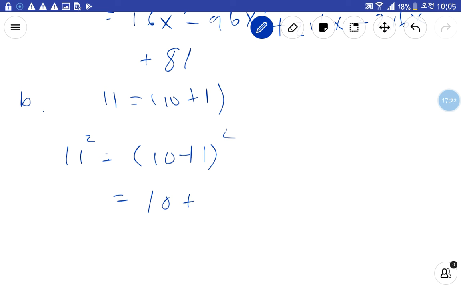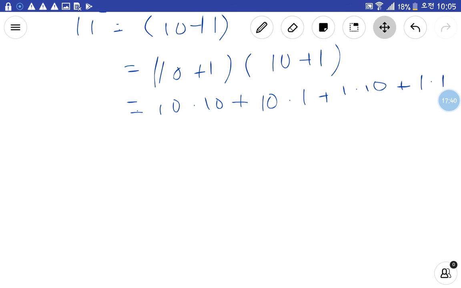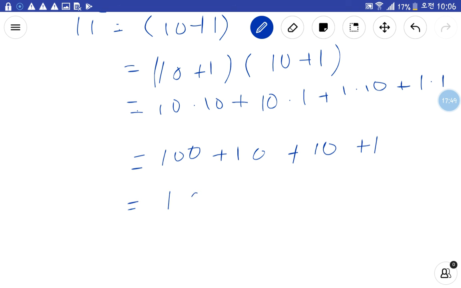What do you get? 10 plus 1 times 10 plus 1. 10 times 10 plus 10 times 1. I'm just doing FOIL. 1 times 10 plus 1 times 1. And you would have 100 plus 10 plus 10 plus 1, which is 121. So that is exactly a mirror of Pascal's triangle.